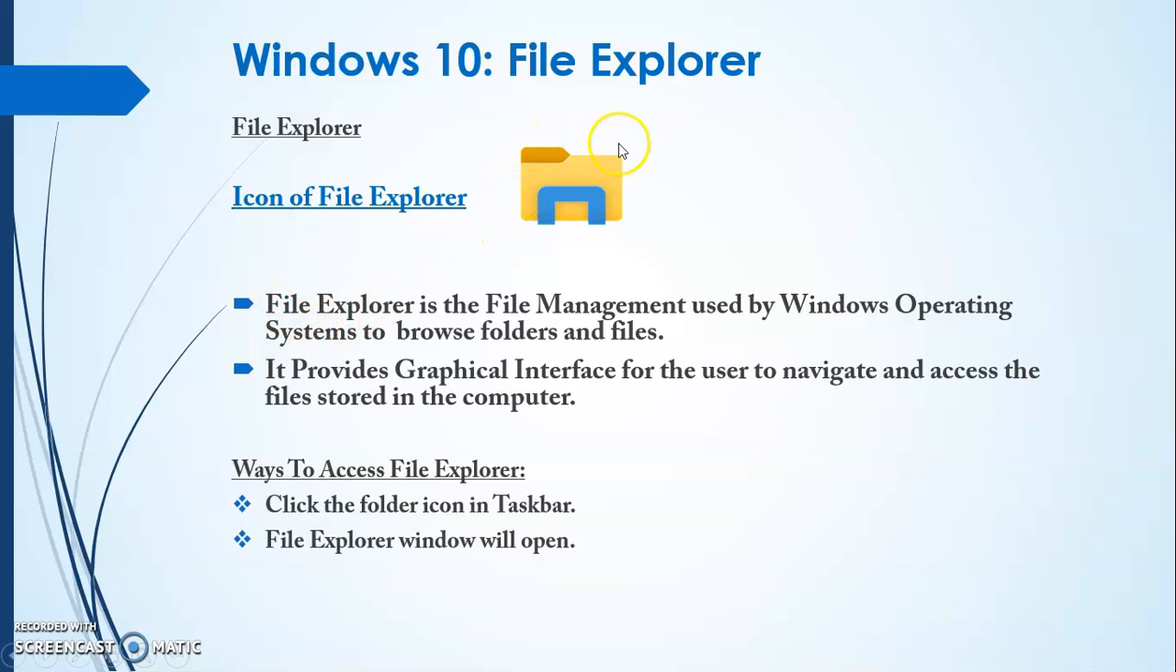Students, it is very necessary to know this major icon of Windows file explorer. It is a folder-like icon with a blue ribbon on it. So this is the file explorer icon. And what is its use? File explorer is the file management used by the Windows operating system so that you can browse your folders and files easily. Browse means you can move from one folder to another, and if you want to search any folder or file, you can do it using this file explorer.